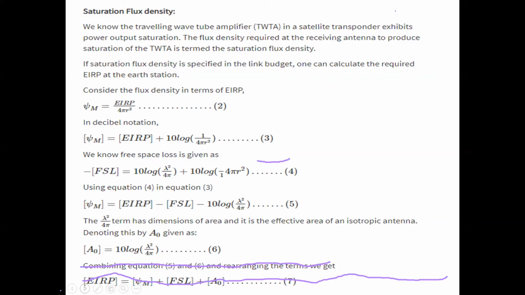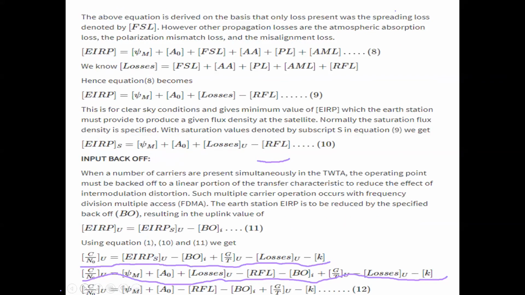Now the point is this FSL is representing the losses through the free space. That may also account for atmospheric attenuation, polarization, as well as the antenna misalignment. So it will have all the losses except the feeder losses. So these losses can be represented as losses minus the feeder losses. And when I represent this expression of EIRP into my total C by N equation, the losses term gets cancelled, and what we get is C by N is psi plus A naught minus RFL minus back off plus G by T minus K. And the same equation.